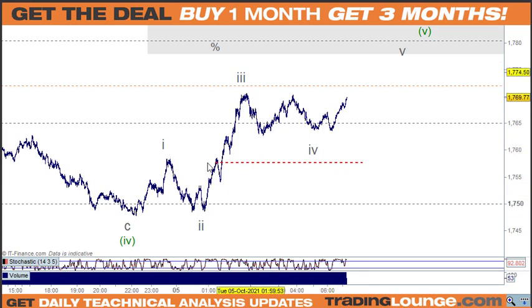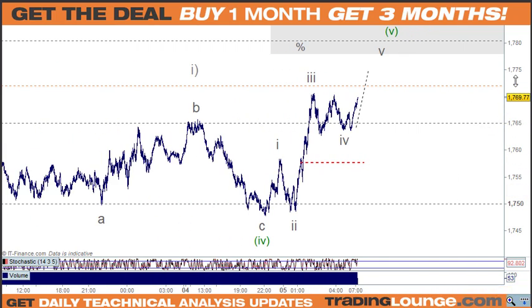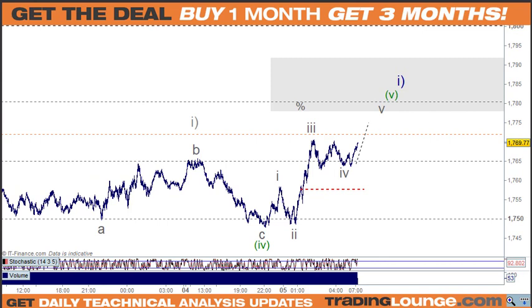This is still wave 3, and this is an ABC for wave 4 here. So that can go there maybe. I'll have to just check on that as well. That looks impulsive to the upside. So a little bit of work to do here, but all in all, we still need to get a high above wave 3 here. So somewhere up here, we'll be looking for wave 5 of 1.